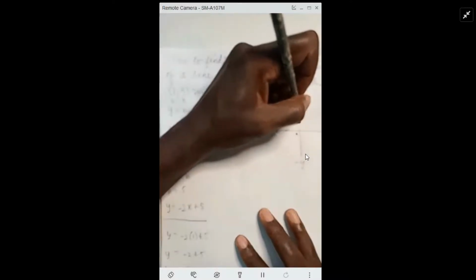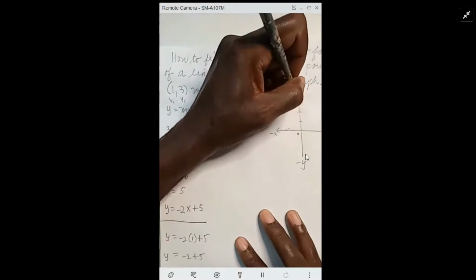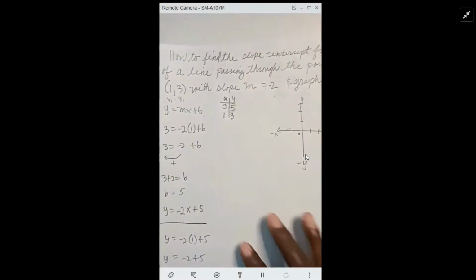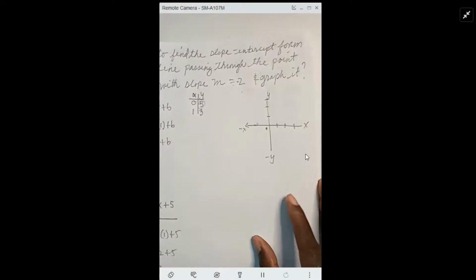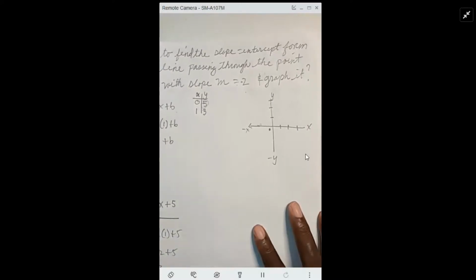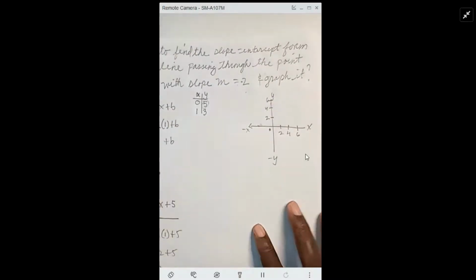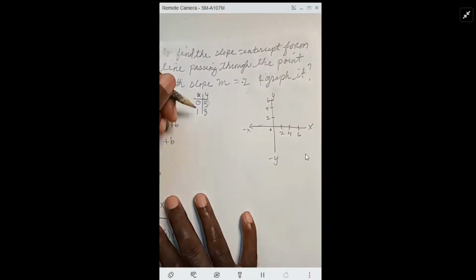We'll go 2, 4, 6. So 5 is somewhere in here. I like to go the same scale for x and y, 2, 4, 6, generally, but you can go either way on it. Let's move this over a little bit. So now there we have it. We have 2, 4, 6, 2, 4, 6. Okay, so let's graph this.